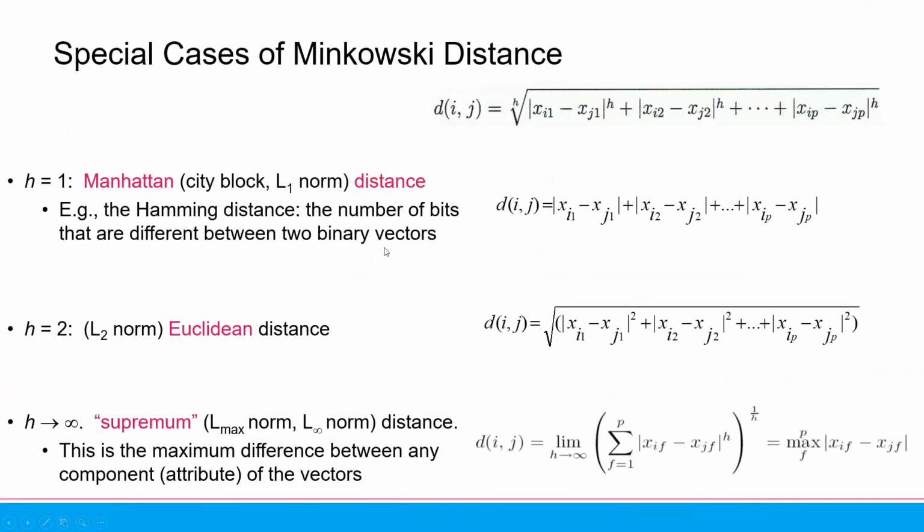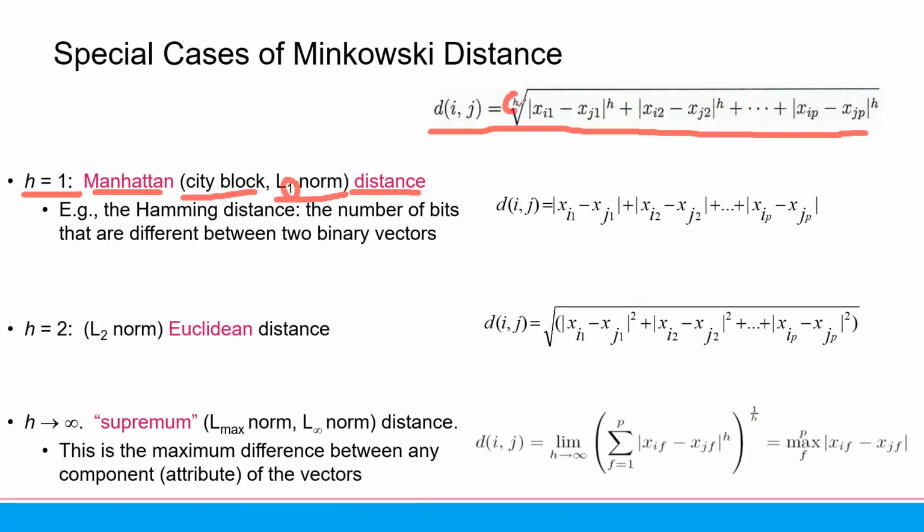So let's see the special cases of Minkowski distance. This is the whole formula. If h equal to 1, we call this the Manhattan distance, or sometimes people say it is city block or L1 norm, because h equal to 1.